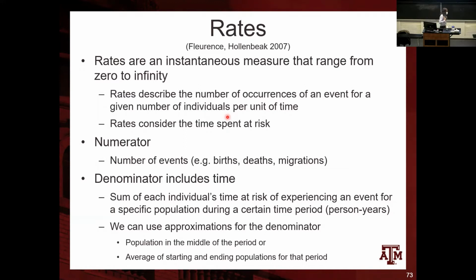When you're talking about demography, we usually focus on migration, fertility, mortality rates, but it can be other things. It can be, as I just mentioned before, unemployment rates, homicide rates, and so on. And that's the numerator, the number of events that we are measuring that people are experiencing. The denominator includes time, the sum of each individual's time at risk of experiencing an event for a specific population during a specific time period, and that is called person years.